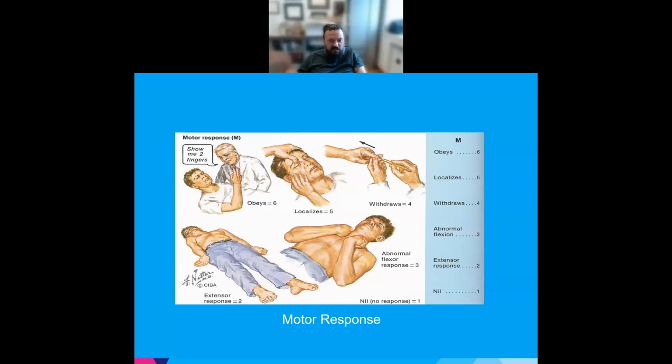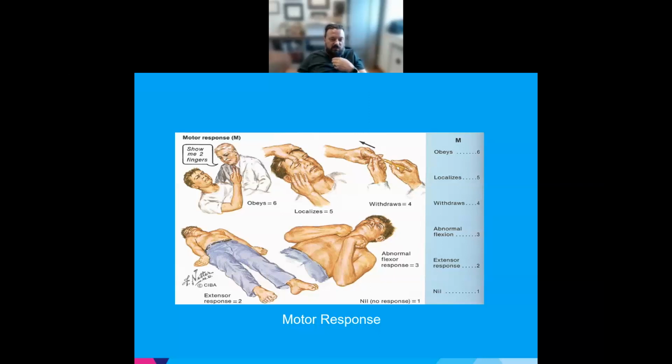Withdrawing is if you provide a noxious stimulus to their limb and then they try and move the limb away from the noxious stimulus. So this is one of those times when you might need to do nail bed pressure to see if they withdraw. That's a 4. In general, when we apply noxious stimulus, we want to do either supraorbital notch or trapezius pinch. It's a good idea to avoid doing sternal rub, because, particularly in trauma patients, they may have sternal fractures.